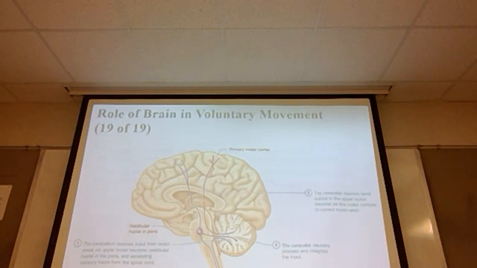And again, roles of the brain in voluntary movement. Here's the signal coming in, interpreted here, goes here where an association is made. That association is passed along over here. The signal comes back down where the signal is then adjusted.